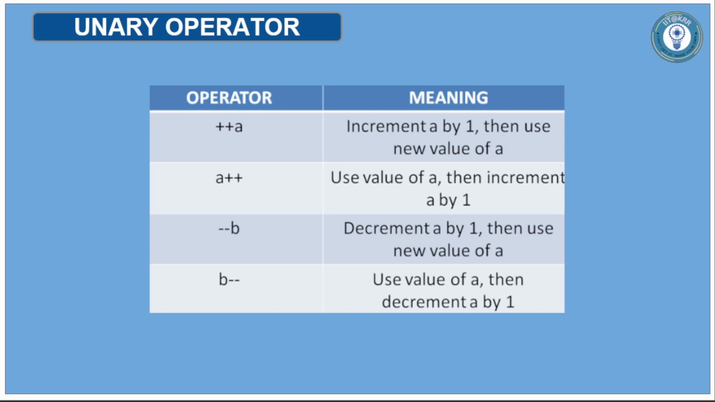Unary operators. We have 4 types of unary operators. This is called the pre-increment operator. This is called the post-increment operator. This is called the pre-decrement operator. This is called the post-decrement operator. First, it takes the value of a and pre-increments it, and then it uses it. In post-increment, first it uses the value of a and then it increments it by 1. Here in pre-decrement, first it decrements the value by 1 and then it uses it. In post-decrement, it first uses the value, then decrements it by 1.